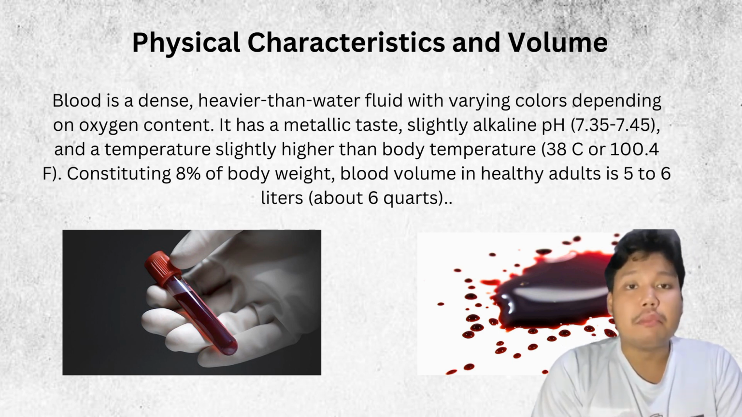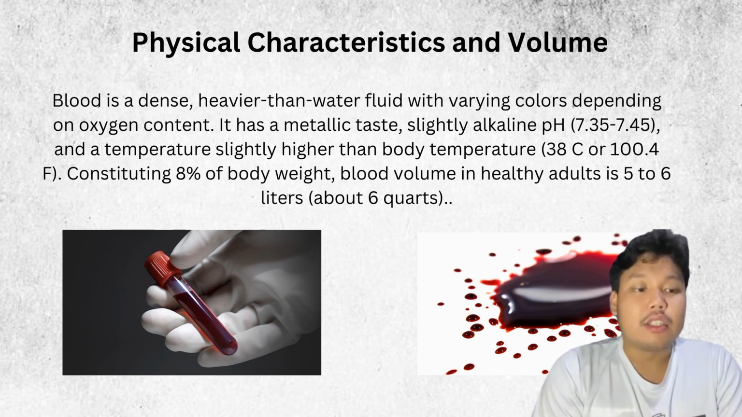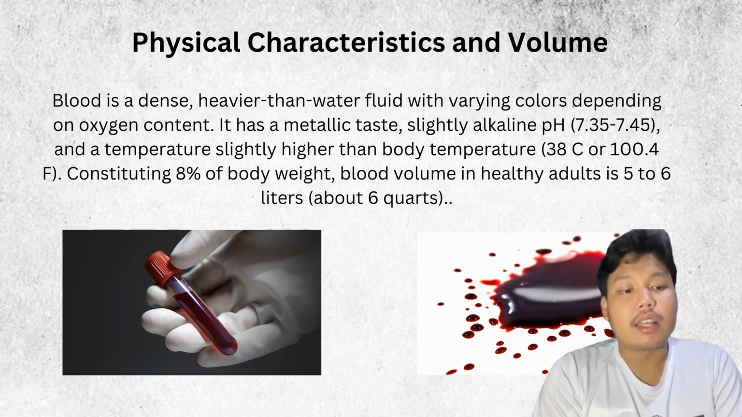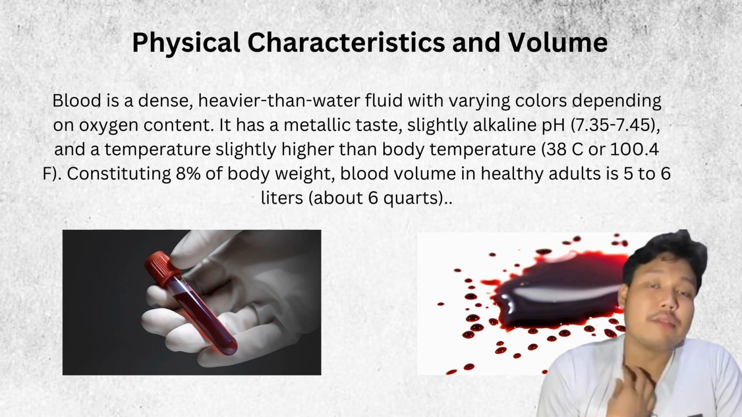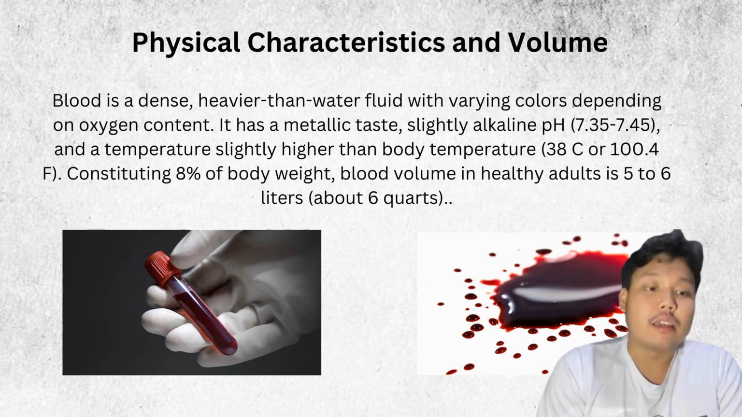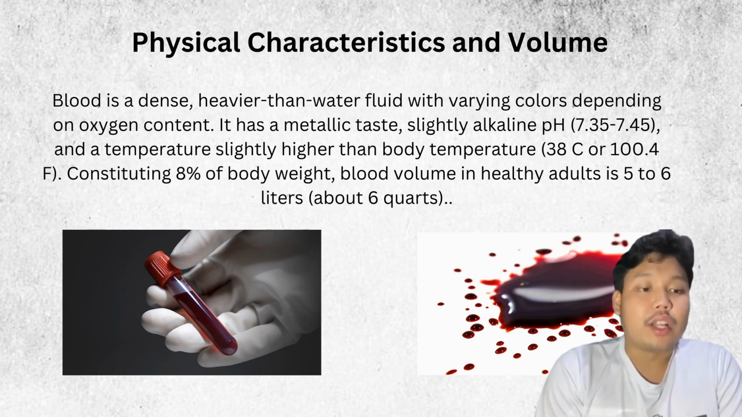So the pH in blood is the measurement of the acidity or alkalinity. Normal blood pH is around 7.35 to 7.45. A pH below 7.35 indicates acidosis, while a pH above 7.45 suggests alkalosis. So the difference between the two is that if acidosis is high, it can lead to health issues such as confusion, fatigue, and even coma.